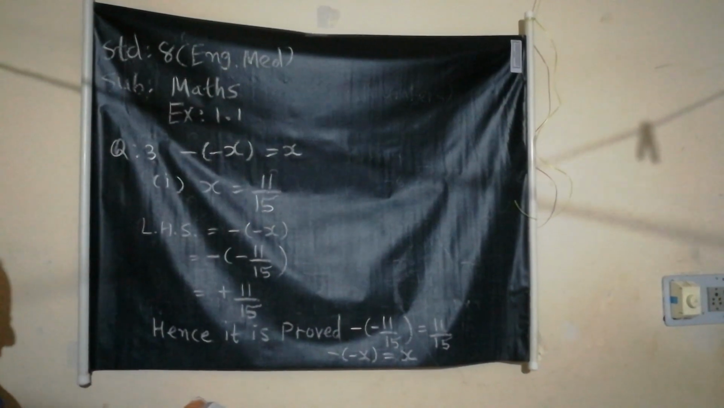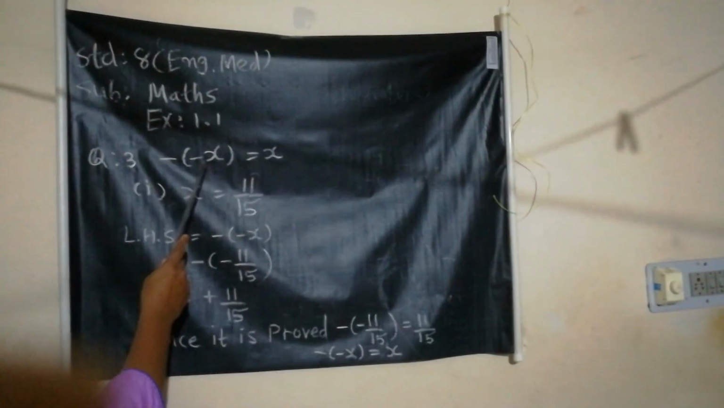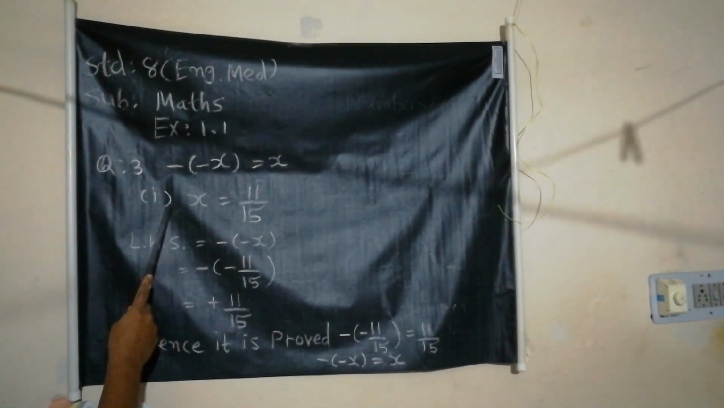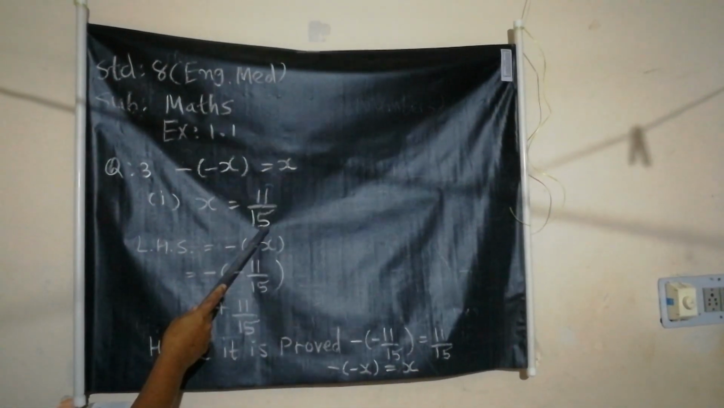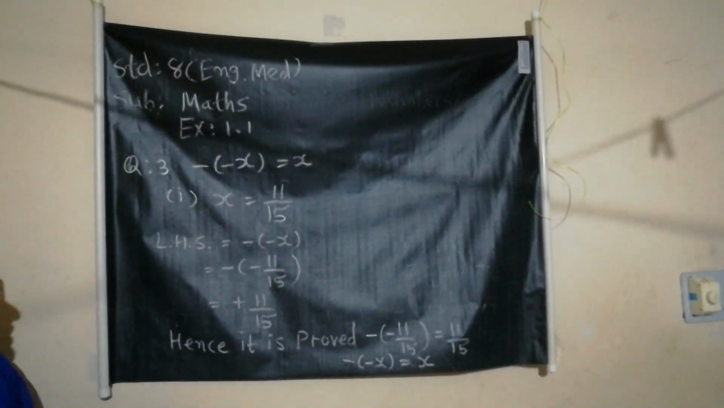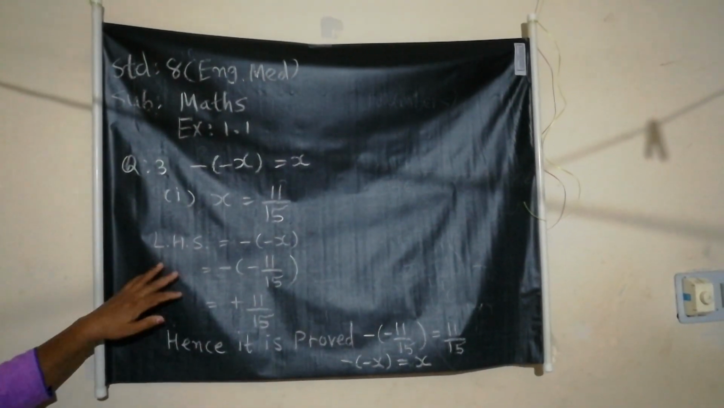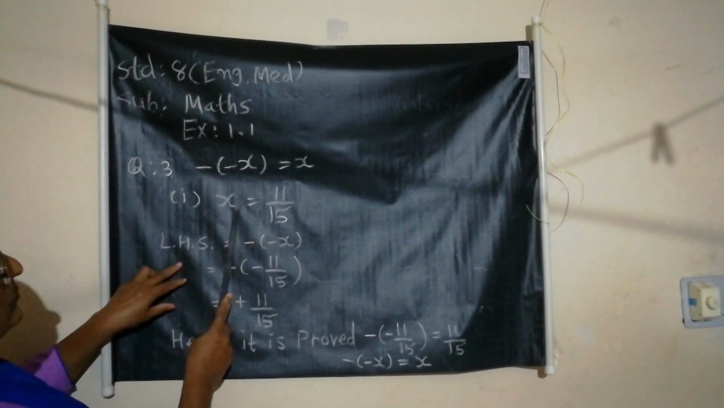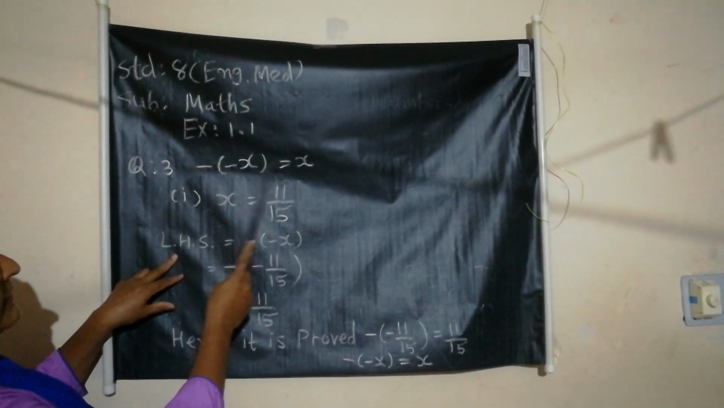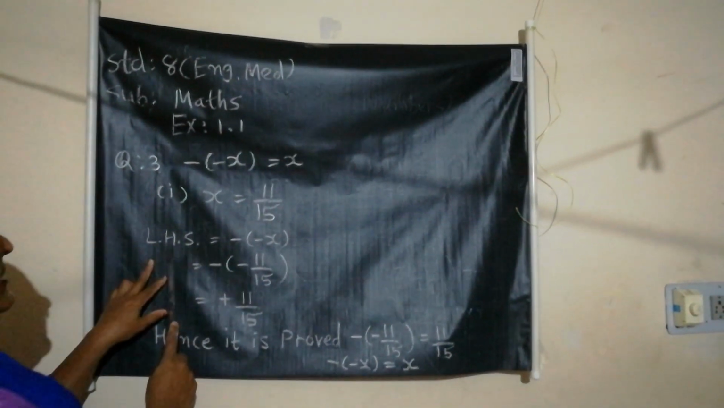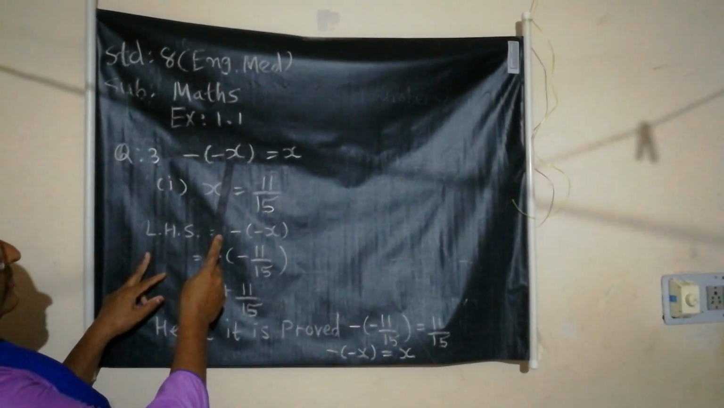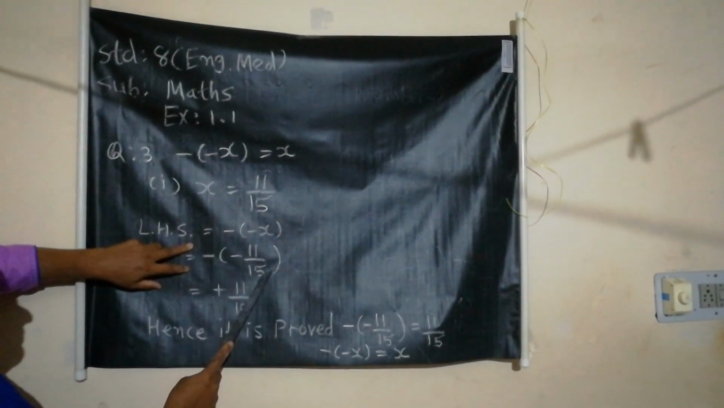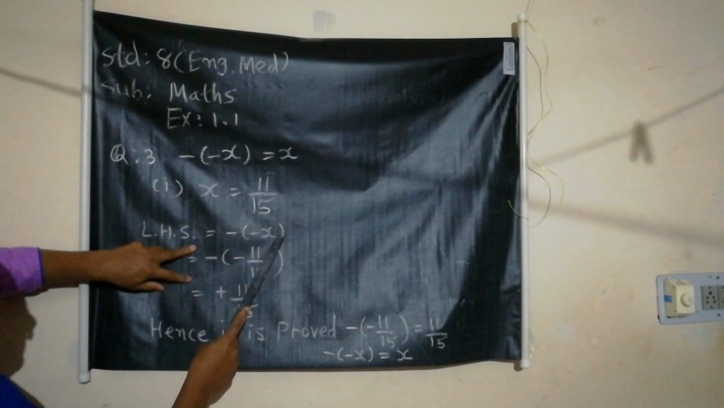Now question number 3. Verify that negative negative x equals x, for the first number x equals 11 upon 15. You have to take 11 upon 15 instead of x and you have to prove negative into negative x equals x. Now the LHS is negative into negative x. Now we take 11 upon 5 in the place of x.